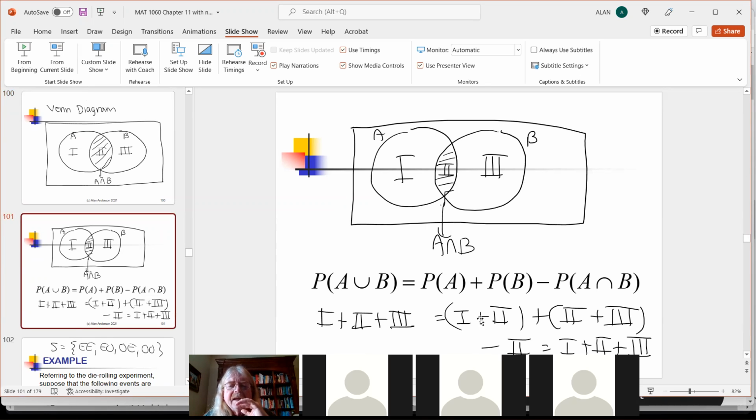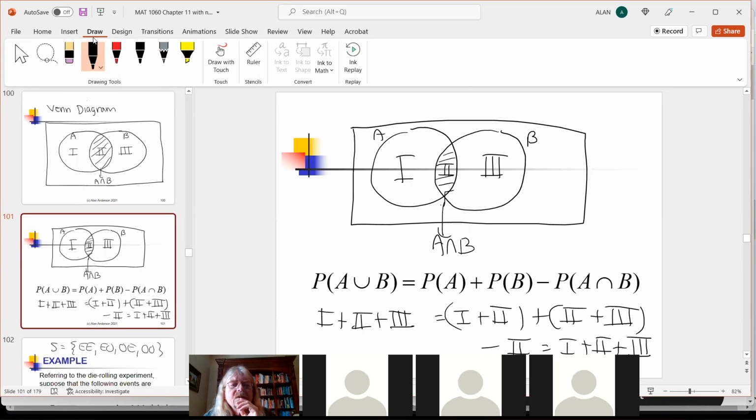So if I add 1 and 2 plus 2 and 3 minus 2, you can see that it reduces to 1 plus 2 plus 3. The reason we subtract that intersection is because if we don't, we would be including section 2 twice. We don't want that, so instead we subtract it right here. This is the logic behind subtracting the intersection. We don't want to count the intersection twice.